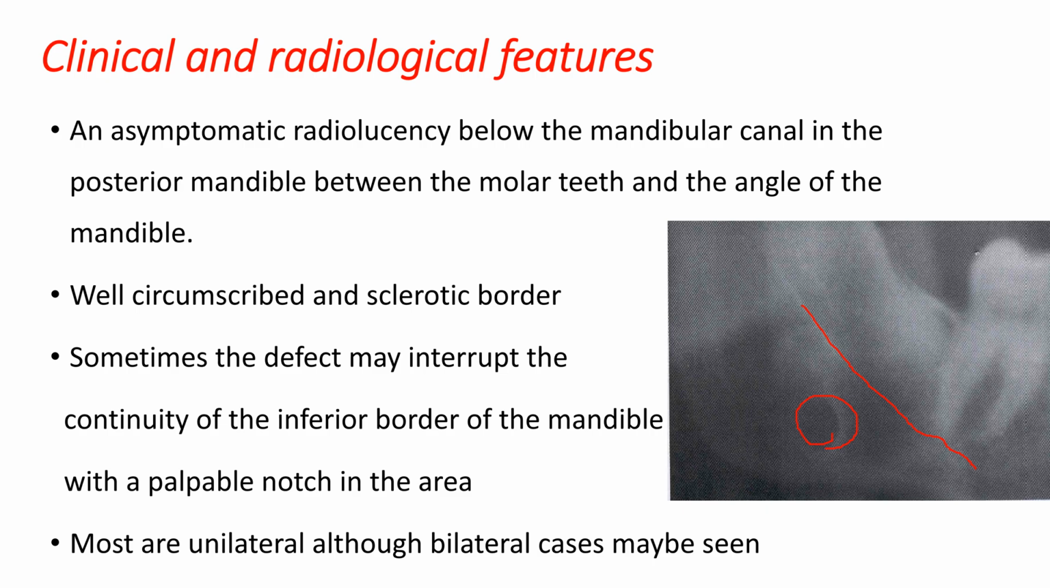The lesion is typically well circumscribed and has a sclerotic border. Sometimes the defect may interrupt the continuity of the inferior border of the mandible, with a palpable notch observed clinically in this area. Most Stafne defects are unilateral, although bilateral cases may be seen.